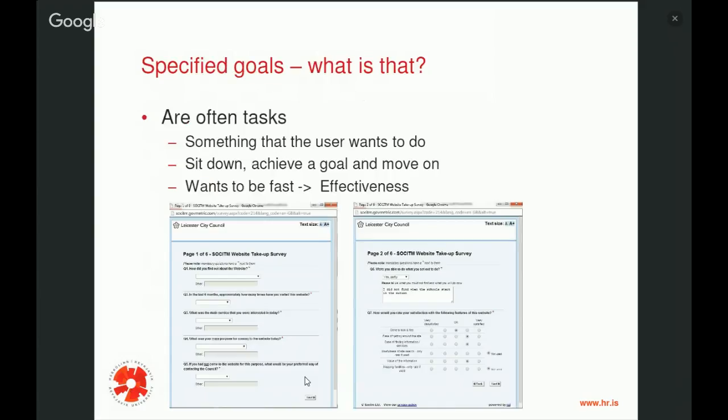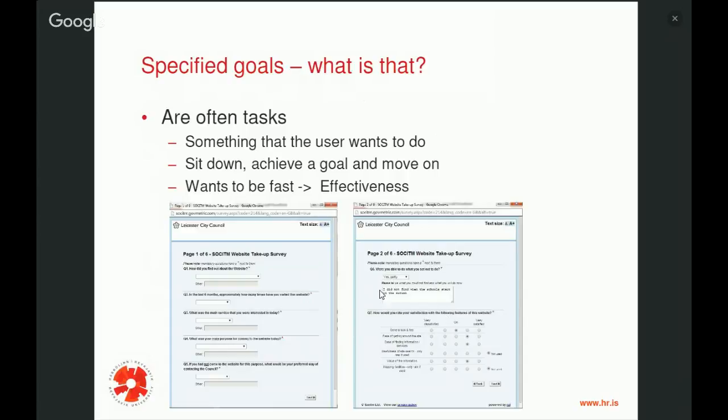Here I was using some website and they were checking the take-up survey for this website. They were asking me, how did you find it? And so on. And there was one: were you able to do what you set out to do? This is effectiveness. They're asking me, did you complete what you wanted to?